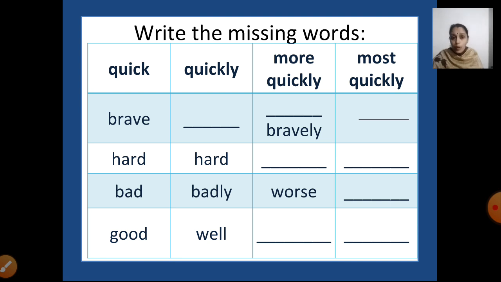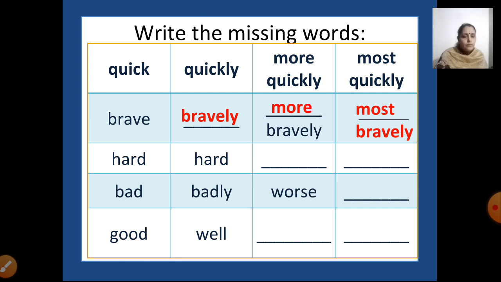Now let's see the next word, brave. He is a brave boy. She is a brave girl. Right? But when I'm going to use it along with a verb, he fought very bravely. She fought very bravely. So when I'm using it with the verb fought, I will write it as bravely. Now again here, brave and ly, there are two syllables. So in the comparative form, I will write more bravely, and in the superlative form, I will write most bravely.